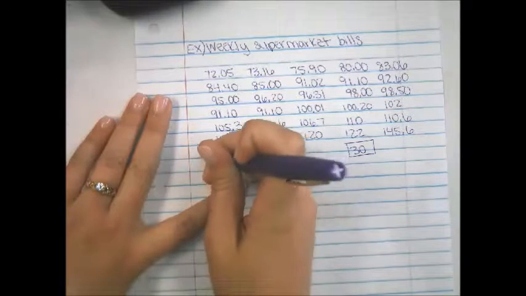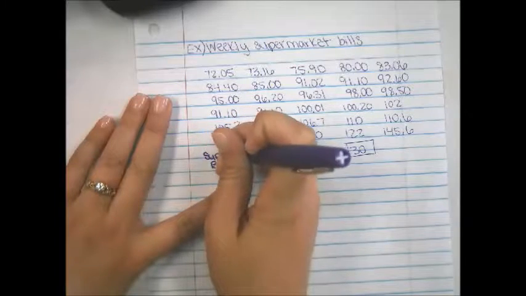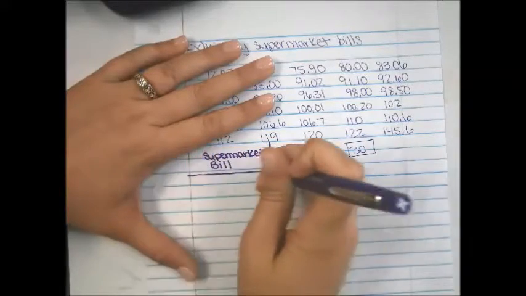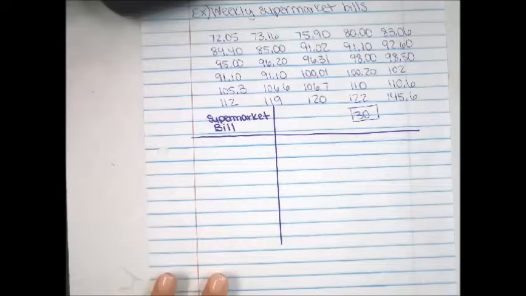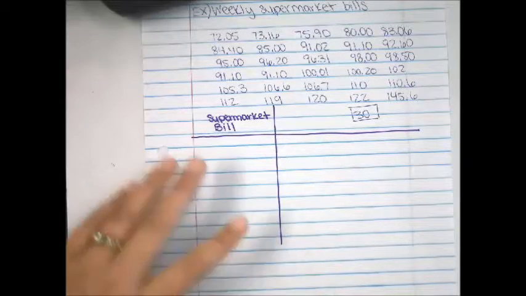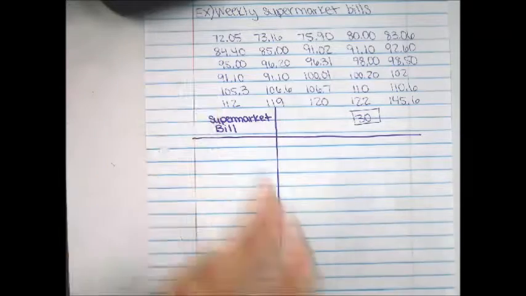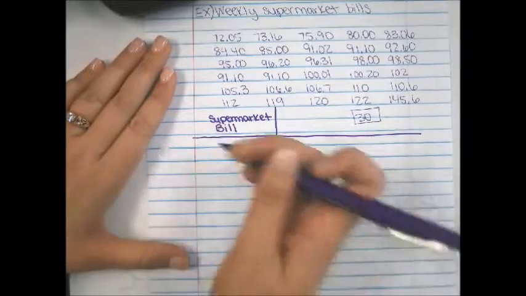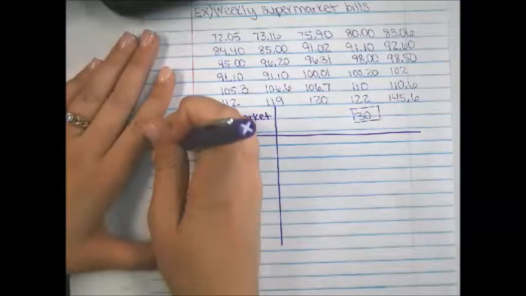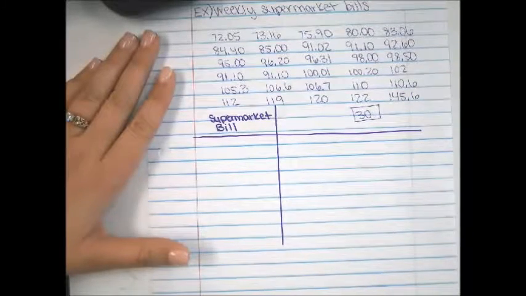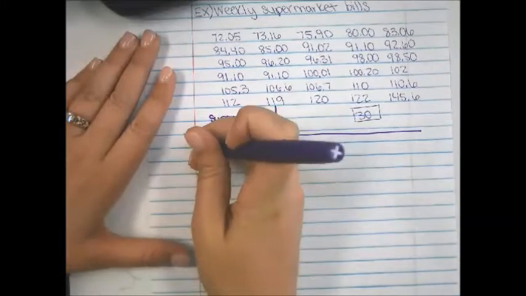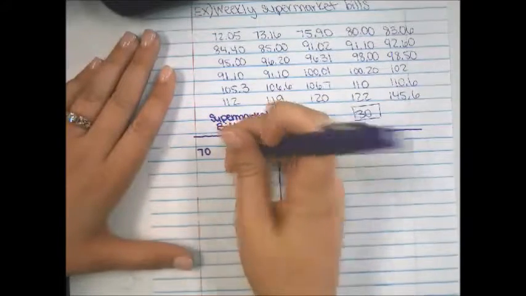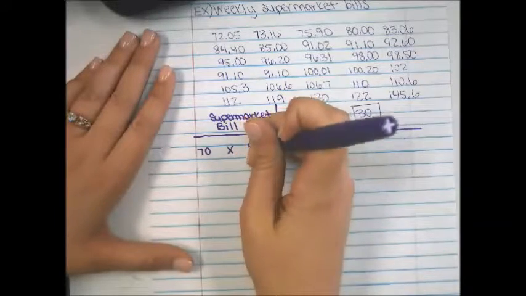Supermarket bill. That's the first column in our frequency table. And we said we're going to group it. So I'm going to write this two different ways. Either way would be correct. So we could say, well, in this case, never mind. We're only going to be able to write it one way. So we're going to say that a bill could be between 70, I'm going to use X, and 80.